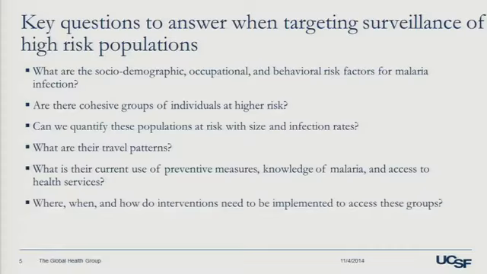And where, when, and how do interventions then need to be implemented to access these groups? And this is the crux of the matter for programs. How do they use this information then to decide exactly where and when to conduct interventions, and amongst whom, and in what language, and whatnot? So this is a very important point.